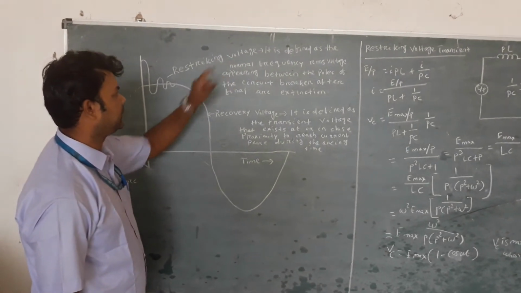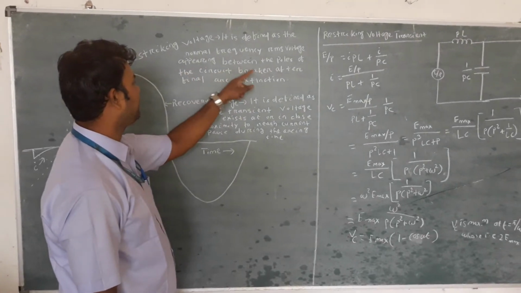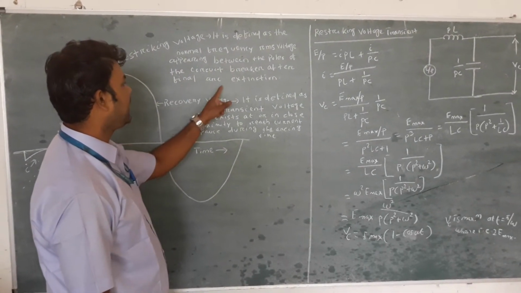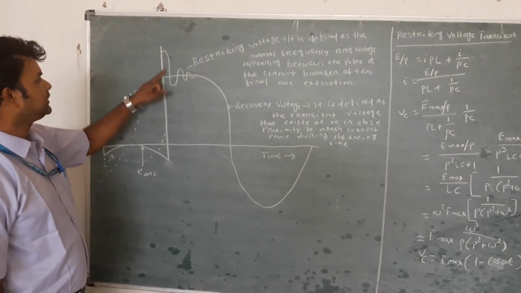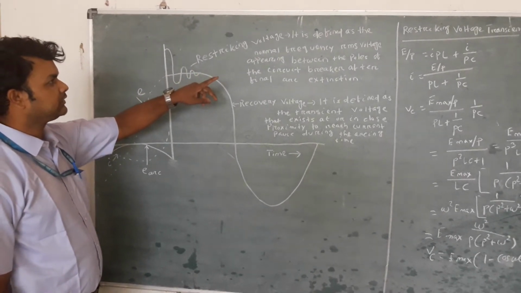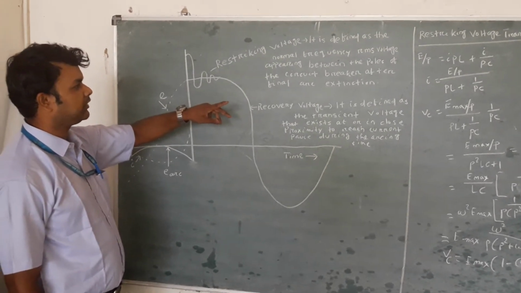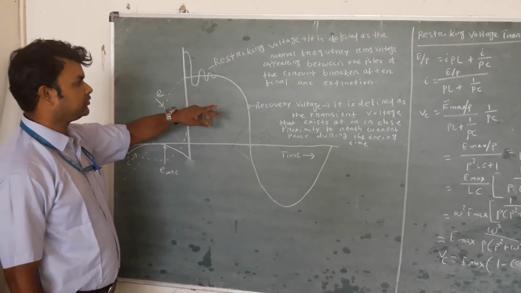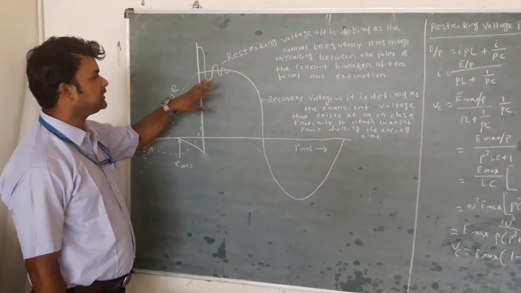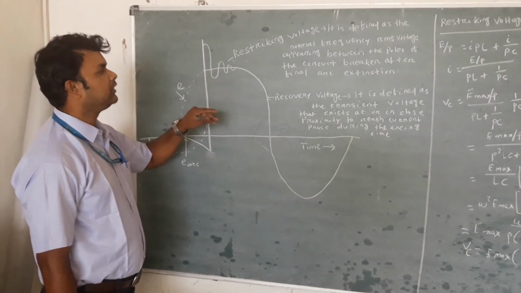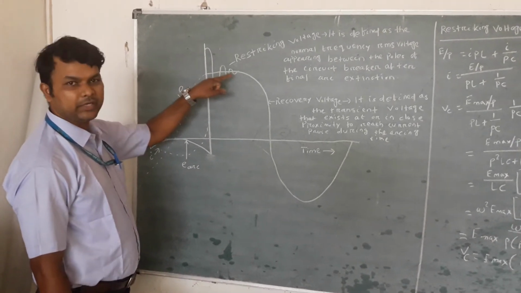So what is the restriking voltage? It is defined as the normal frequency RMS voltage appearing between the poles of the circuit breaker after the final arc extinction. So if you come to the graph, this is the expression of the restriking voltage. When the arc extinction is over, at that point a transient voltage occurs. That voltage is called the restriking voltage. So see the expression of the restriking voltage. After some transient period, it will be stable.